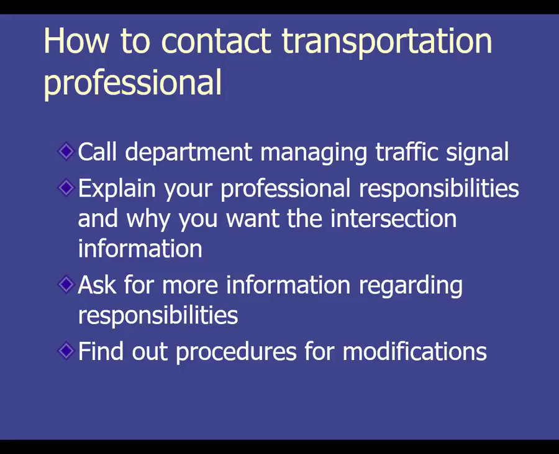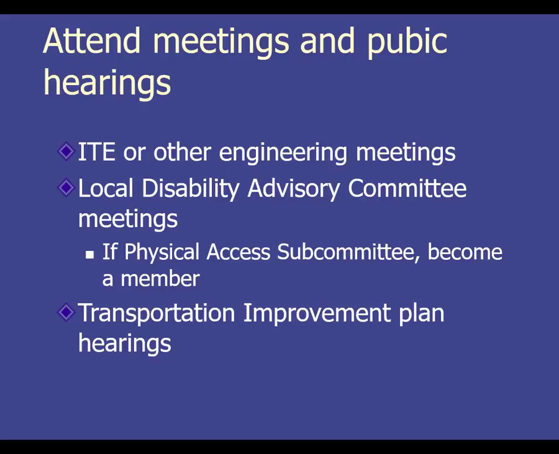So how to contact the transportation professional. Call the department that manages traffic signals. Explain your professional responsibilities as an O&M specialist and why you want the intersection information available. Ask for more information regarding their responsibilities and find out the procedure for getting modifications to be put into place. It's helpful beforehand if you get to know these individuals and you show your interest to the public. There are engineering meetings, there are local disability advisory committee meetings, there are transportation improvement plan hearings.